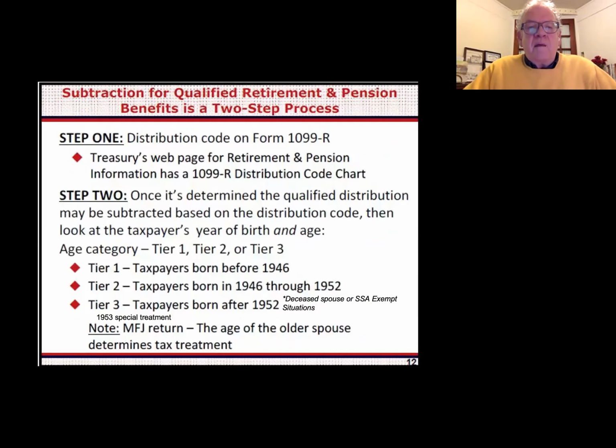So the first step is, is the person in the age where there might be a retirement benefit? What's the age of the oldest, if they're married filing jointly, or if it's single? Are they Tier 1, Tier 2, or Tier 3? And then you got to watch out for Social Security exempt retirement income, but it's rare. Sometimes I think we shouldn't even teach it, but you know, if it's there. And then we have to watch the 1953 special treatment, which is done automatically by the software.